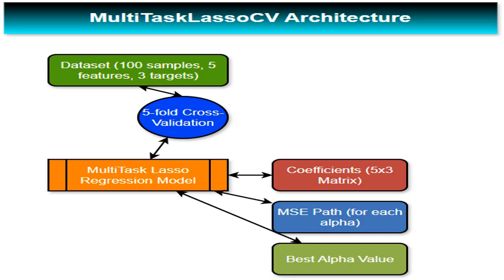I'm using Scikit-learn's MultiTaskLassoCV, which is specifically designed to tackle multiple regression tasks together. Lasso is a type of regression that adds a penalty to the model to shrink the coefficients toward zero, essentially encouraging feature selection, making the model simpler and less prone to overfitting.